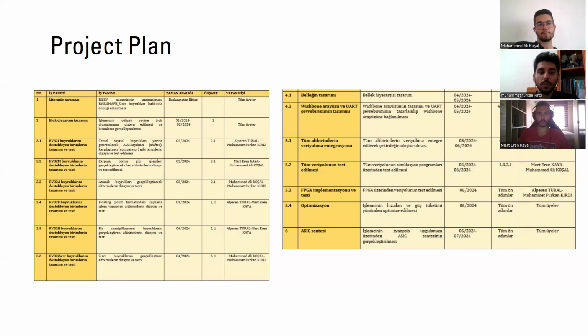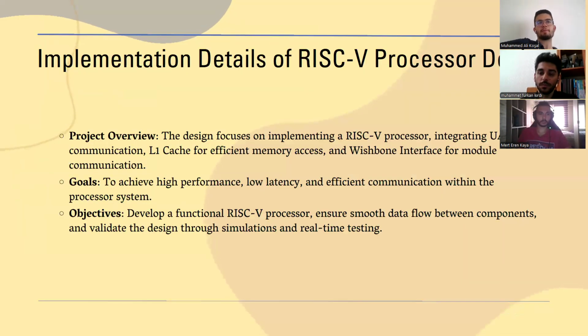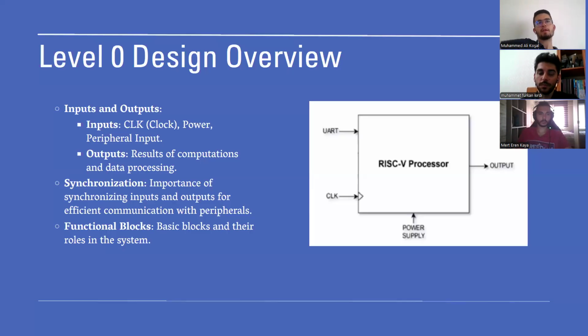Hi, it's Muhammed Furkan Kırdı. Here you can see the project plan that we implemented during the project period. Let's look at the implementation details. In level 0 design, we have a UART input and output for communication, a clock signal for synchronization, a power supply, and the output for the main memory.